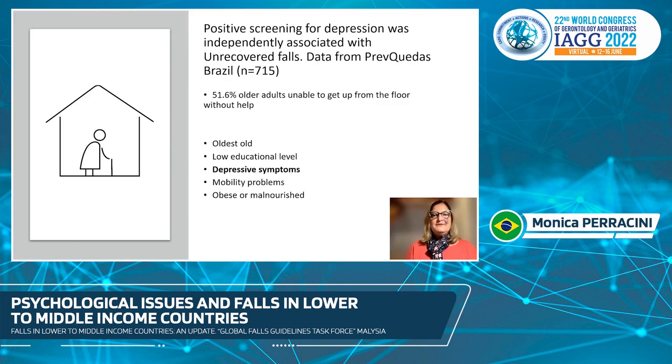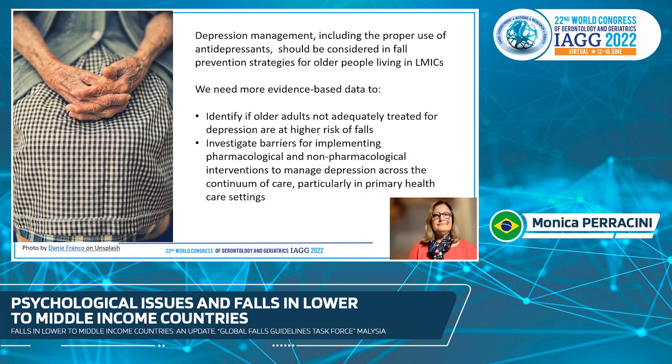We also identified that a positive screening for depression was independently associated with the inability to get up from the floor after a fall, after adjusting for covariates, and unrecovered falls represented nearly 52% of the cases. Finally, it's essential to say that depression should be considered when evaluating the risk of falling in older people living in low and middle income countries.